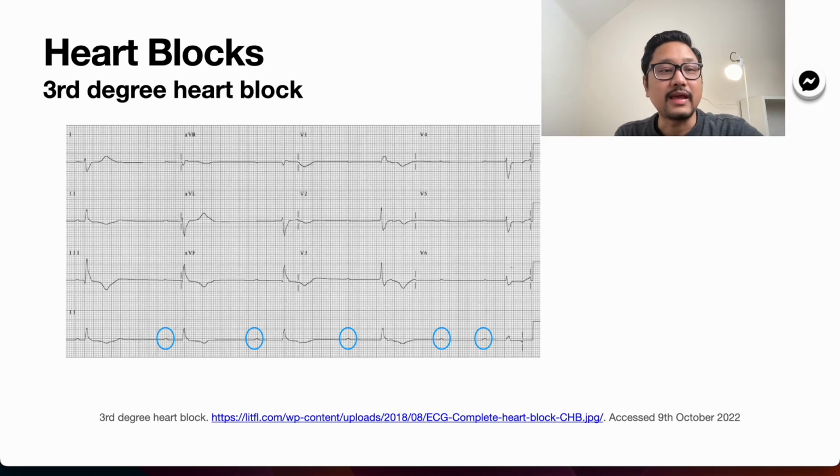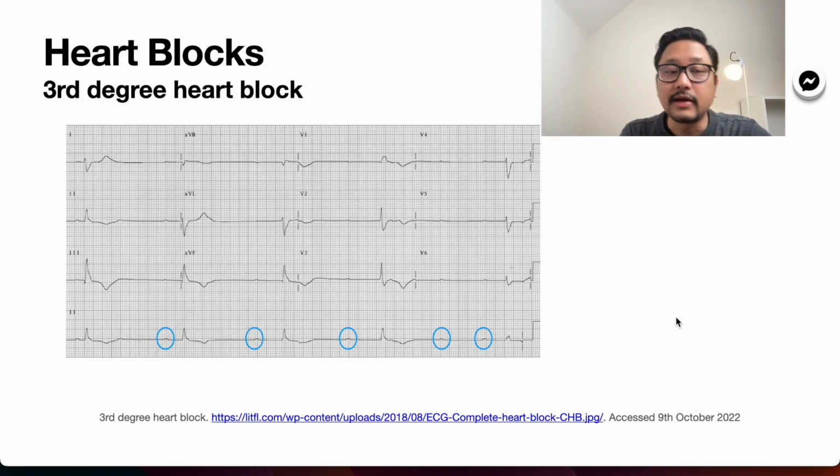Because in third degree AV block, the ventricles will simply beat on their own, which is a phenomenon called ventricular escape, but it's not enough. The rate is not enough to sustain adequate blood flow to the brain or to the other parts of the body, because it will beat at a maximum rate of about 16 to 40. As you can see in this ECG slide, there are P waves, but the P waves are not related to the QRS complexes. The QRS complexes are really far apart from each other, and patients are really bradycardic in this kind of scenario.